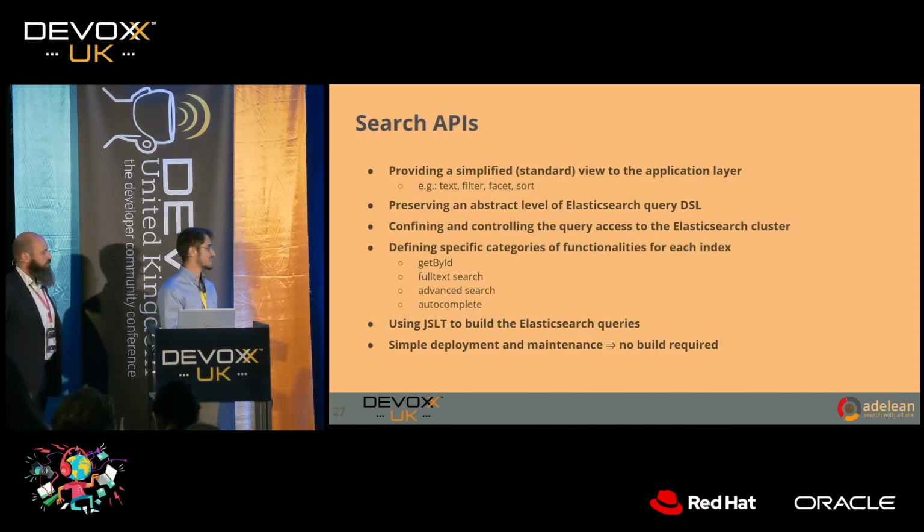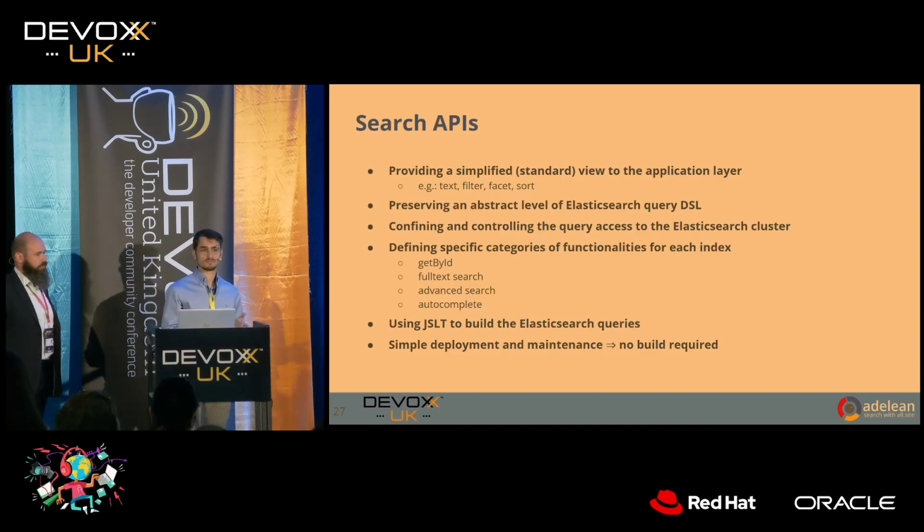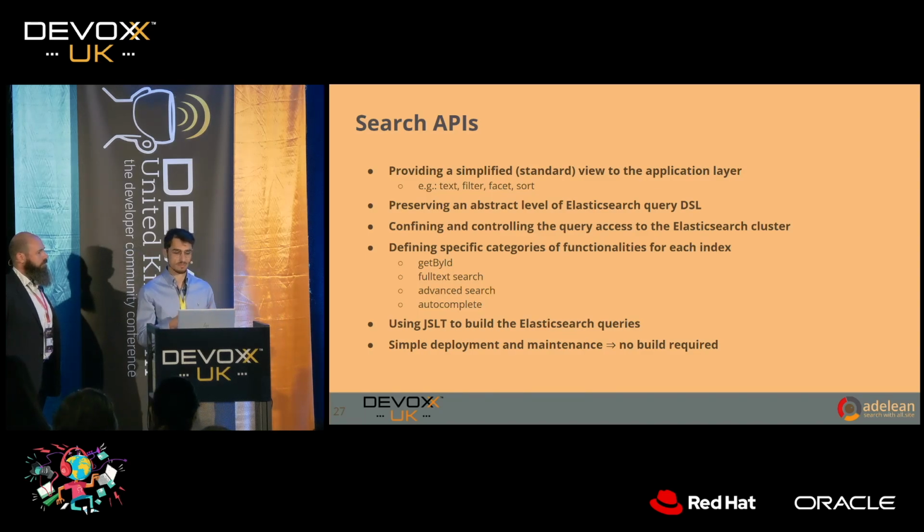For example, we have different endpoints for different indices. And for each of these endpoints, we can have specific functionality. So we can have functionality for auto-completion. We can have a simple one for just getting a document by ID. And then we have a more complex one, like a full text search or advanced search. And this one is the most complex one, of course, because the business can ask us to implement really complex things for them.